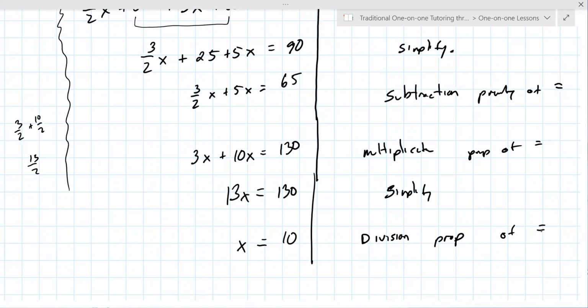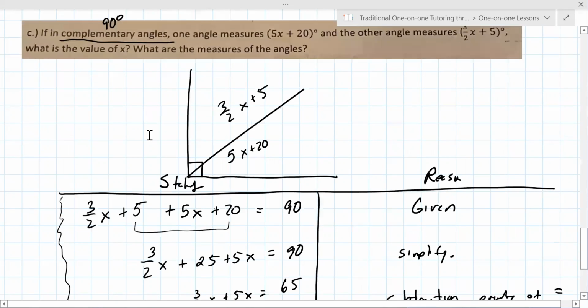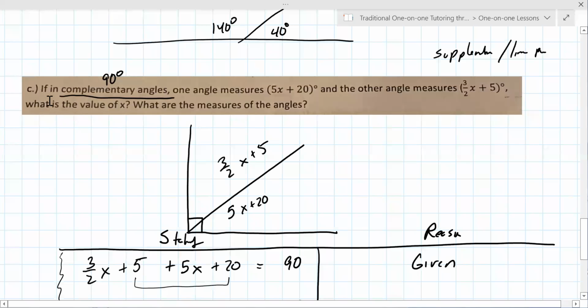Okay, so that's it. We chose to do it in a T chart. You don't have to do it in a T chart, we just chose to do that. Let's go back and look at the problem though. Are we done? What is the value of X? It's 10. What are the measures of the other angles? Are we done with that?